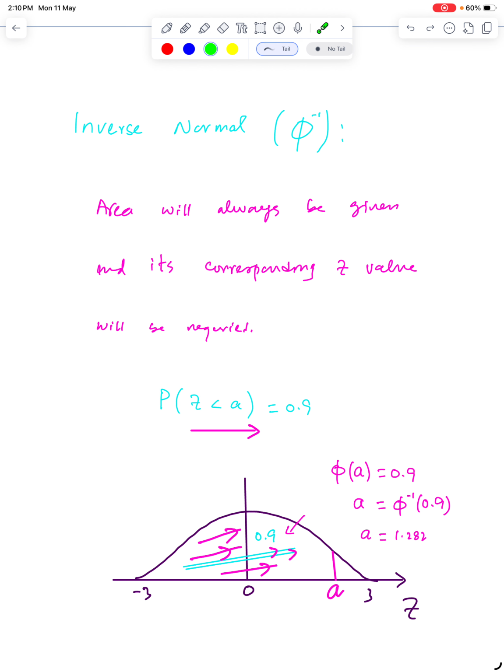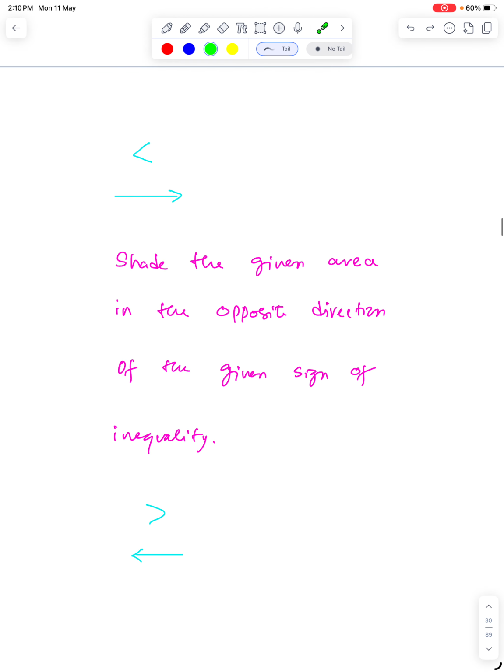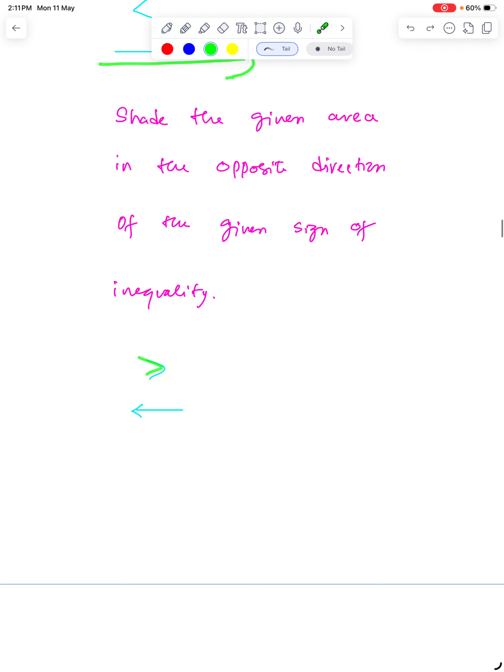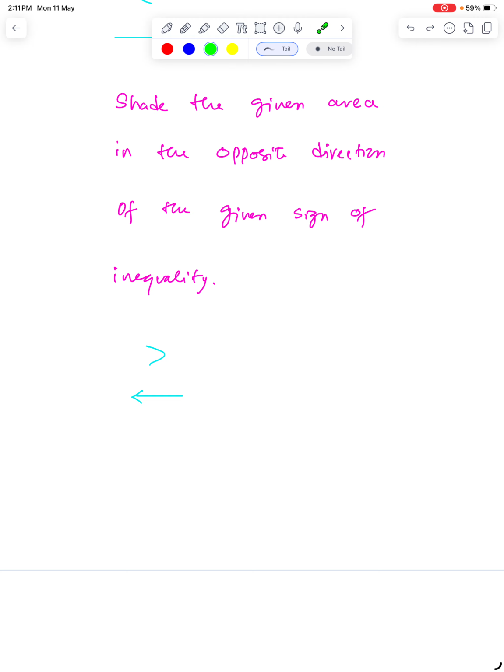Let us learn how to find the value of z for a given probability. There are four possible cases. Since this is an inverse normal question, we always shade the given probability in the opposite direction of the sign of inequality. For a lesser sign, we shade from the lower tail towards the upper tail. For a greater sign, we shade from the upper tail towards the lower tail.